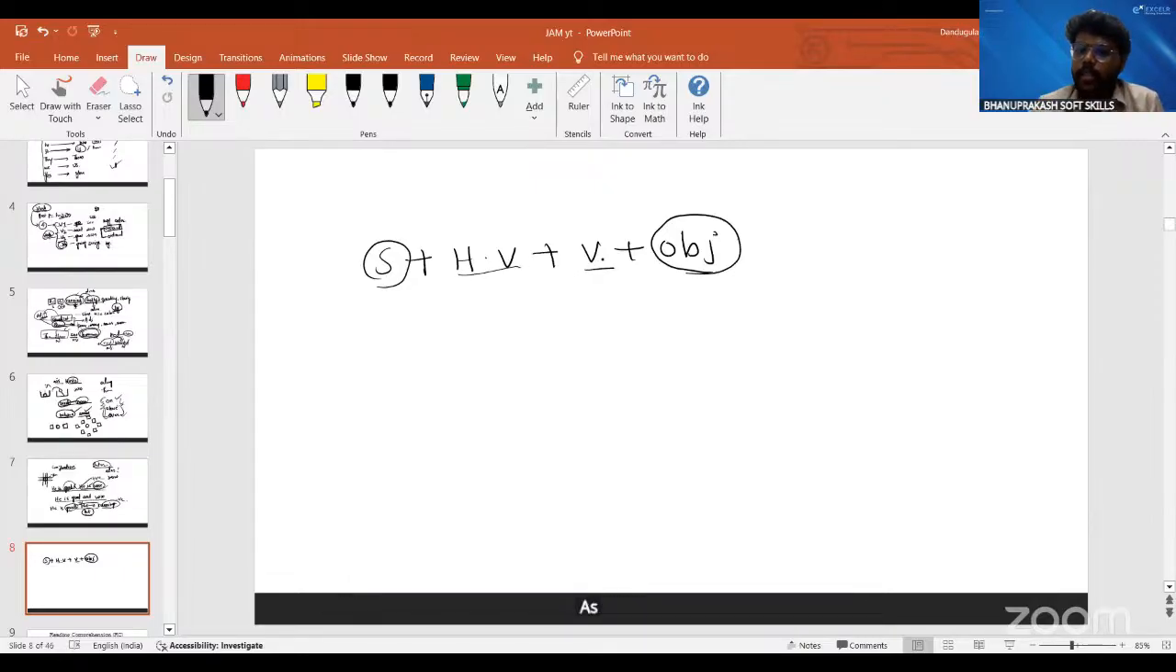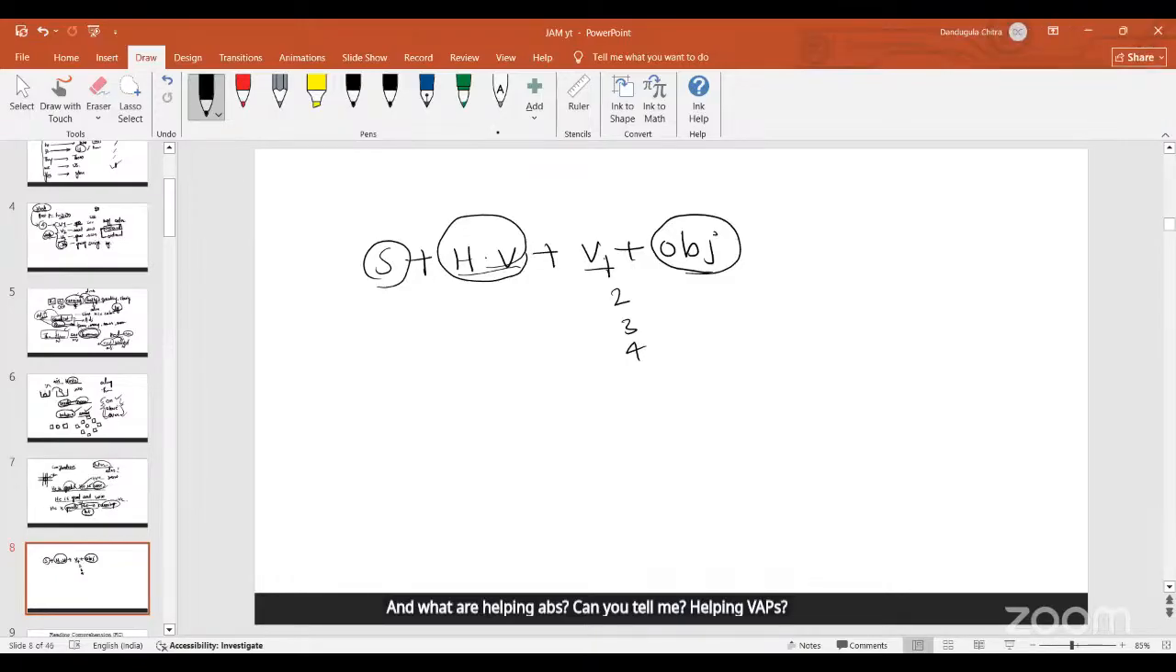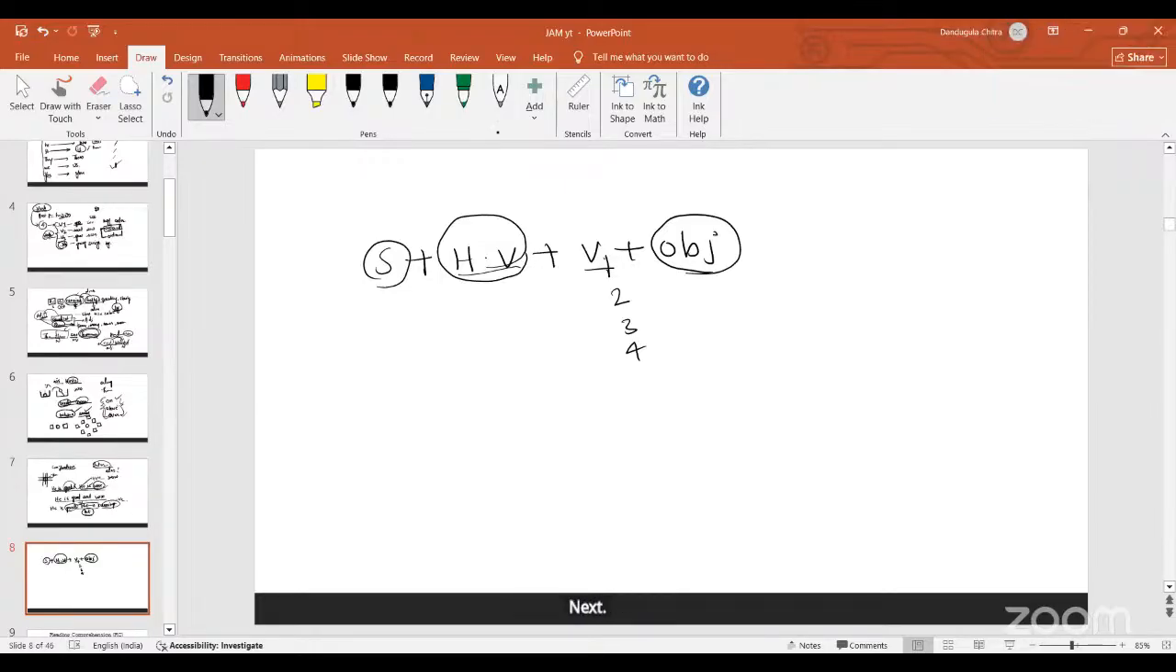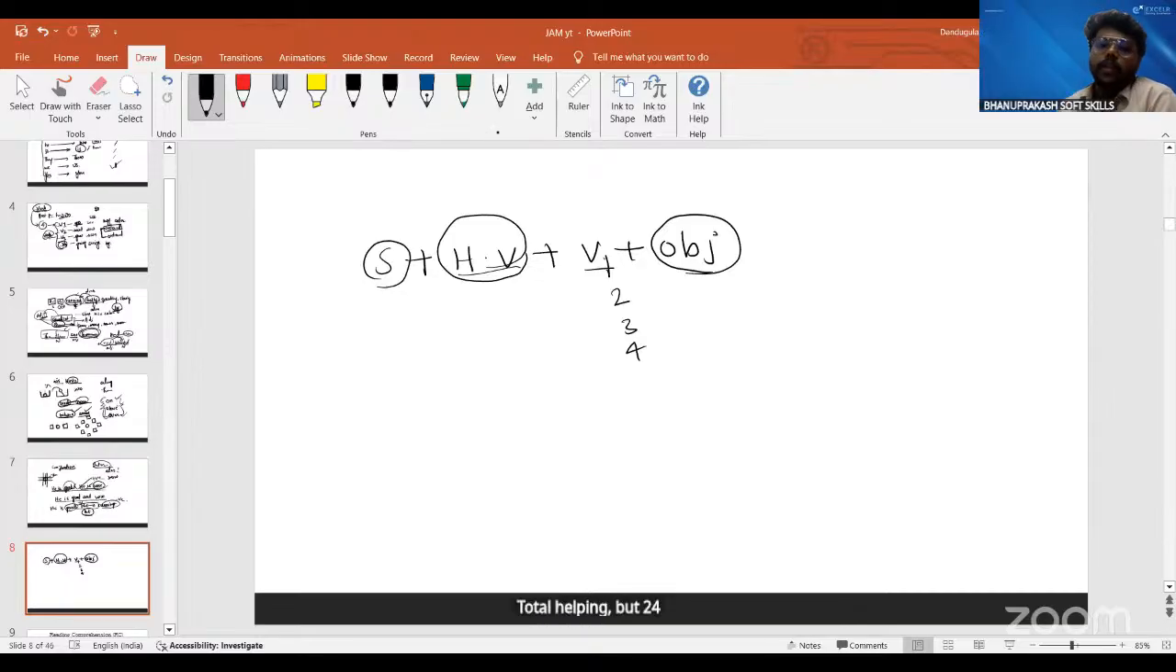As we already discussed, verb forms are of four kinds: verb form 1, 2, 3, and 4. And what are helping verbs? Can you tell me the helping verbs? Is, am, was, were. Yes, is, am, was, were. Next. Total helping verbs, 24. Yes, the helping verbs that we are going to use in the tenses.